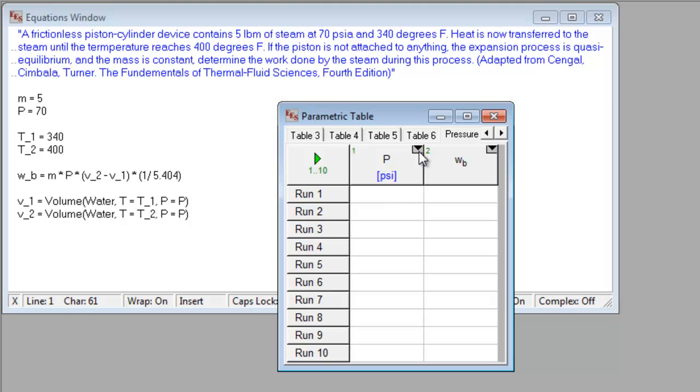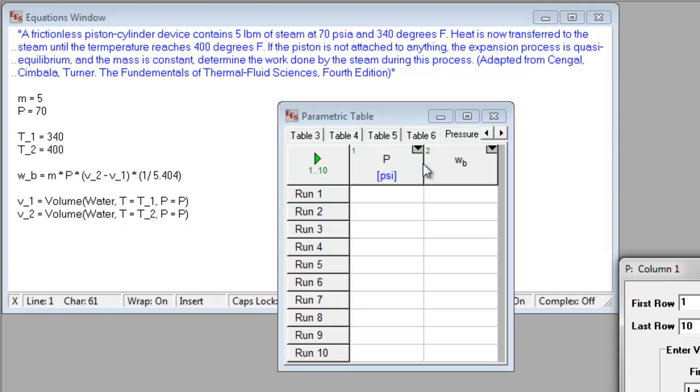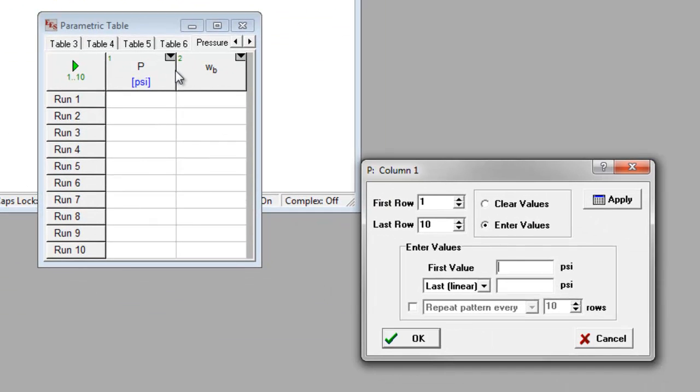So just go ahead and click OK. You're going to get your parametric table right here. You're going to click on this little smart tag right there, and this is going to allow you to edit how the values of that variable are distributed. So we're going to use 10 rows from 1 to 10. Let's actually increase that to 20.